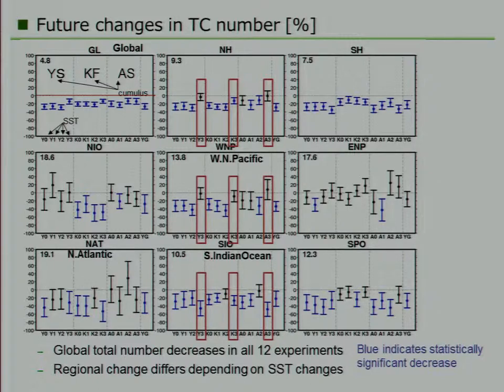And then when we see the regional change, for example, in the Western North Pacific, or the Southern Indian Ocean, the results can change depending on the simulation. The difference mainly depends on the SST changes shown here, rather than the difference of cumulus parameterization scheme.